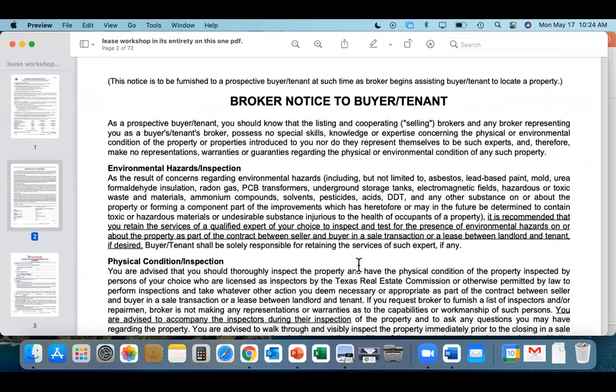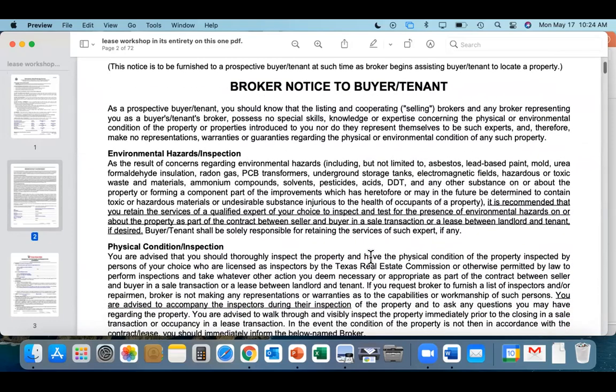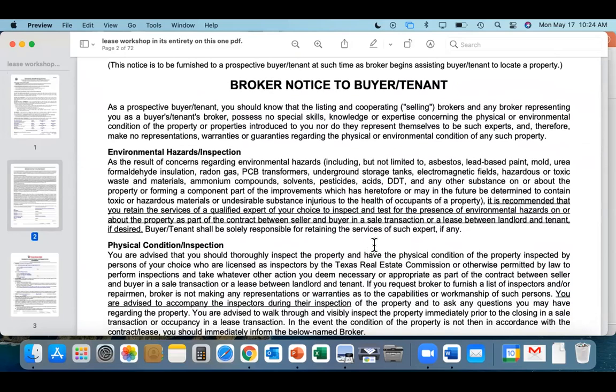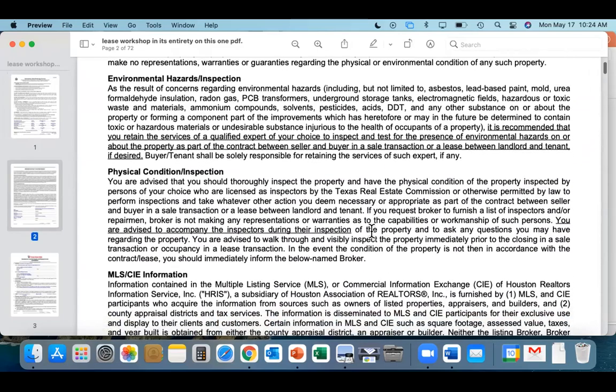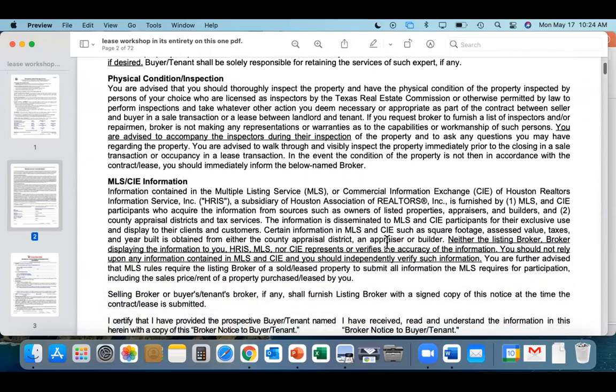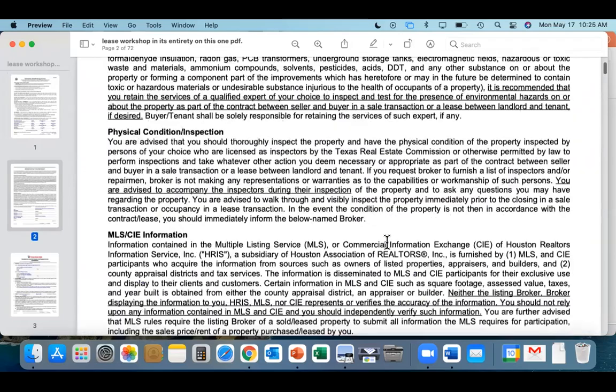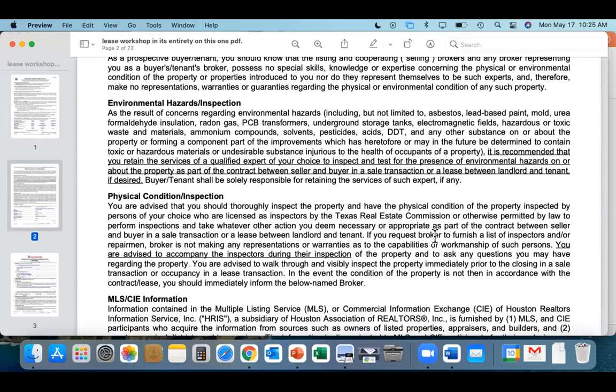There's also the broker notice to buyer and tenant. This is a really great form that helps explain to them physical conditions and inspections. I like this because it kind of tells them, okay, we still need to do an inspection on the property by a property condition form. This form is more along the lines of a rent-a-car form. You guys ever rent a car? And you have to go around the car and mark off all the dings and dents and all that. So we have the same process that we're going to use for a tenant.